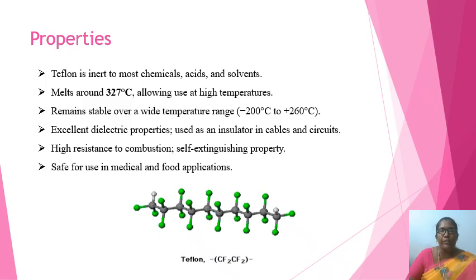The properties of Teflon include that they are inert to most chemicals, acids and solvents. The melting point of Teflon is around 327 degrees Celsius, which allows it to be used at higher temperatures. They remain very stable over a wide range of temperature, about minus 200 degrees Celsius to plus 260 degrees Celsius. They have excellent dielectric properties which make them used as insulators in cables and circuits. They are very resistant to combustion. They have a self-extinguishing property. They are very safe to use in medical and food applications.